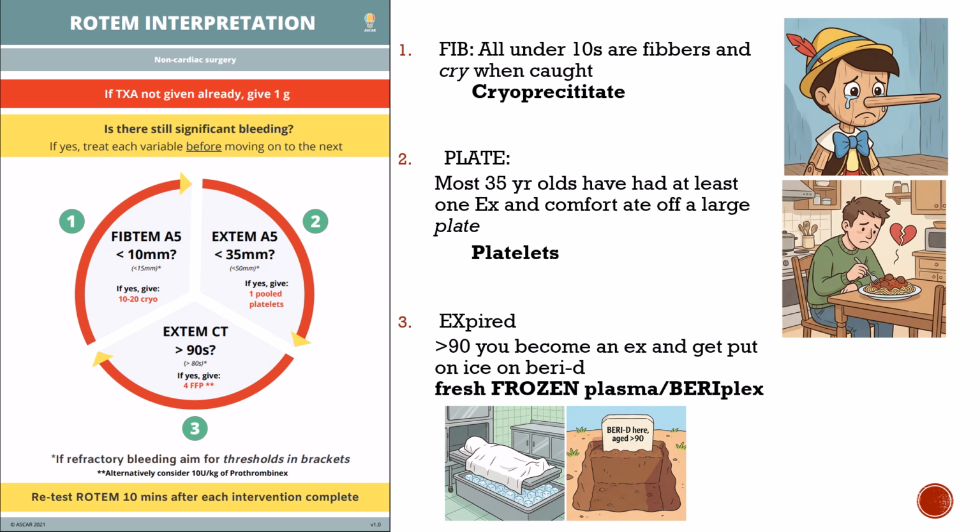Finally, your XTEM clotting time, if it's over 90, by the time you get over 90, you will most likely become an X yourself and get put on ice or buried. By ice, I'm talking about fresh frozen plasma, and buried, I'm talking about Beriplex. So hopefully that is a useful visual aid. FibTem under 10, give cryo. XTEM under 35, give platelets. XTEM clotting over 90, give FFP or Beriplex.